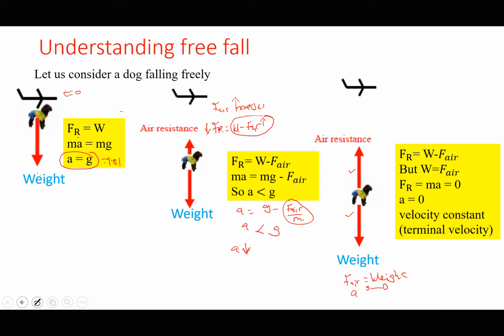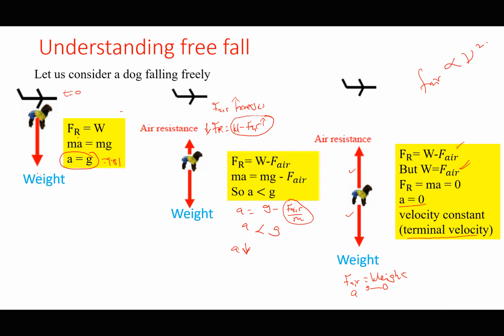So the resultant force Fr is going to be the weight minus the force due to air resistance. But remember, at this point, with time, the air resistance is equal to the weight, which means the difference between the two is 0. So the resultant force is going to be 0, which makes the acceleration 0, and therefore the velocity is constant. That constant velocity is what we call terminal velocity. Remember, from dynamics, we say the force due to air resistance is directly proportional to the square of the speed for large values of v.